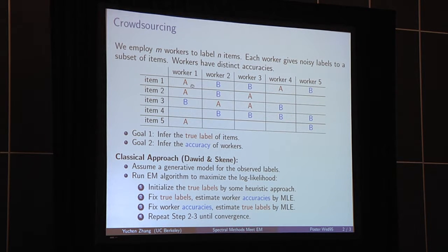The EM algorithm first initializes the true label estimate by using some heuristic approach. Then it fixes the true label and estimates the worker accuracies by maximizing the log likelihood of the model. Then it fixes the worker accuracies and re-estimates the true labels also by maximizing the log likelihood. These 2 steps are alternatively executed until convergence.